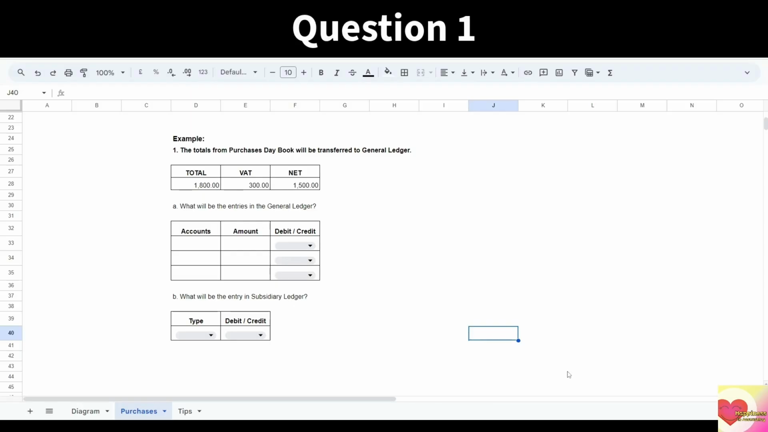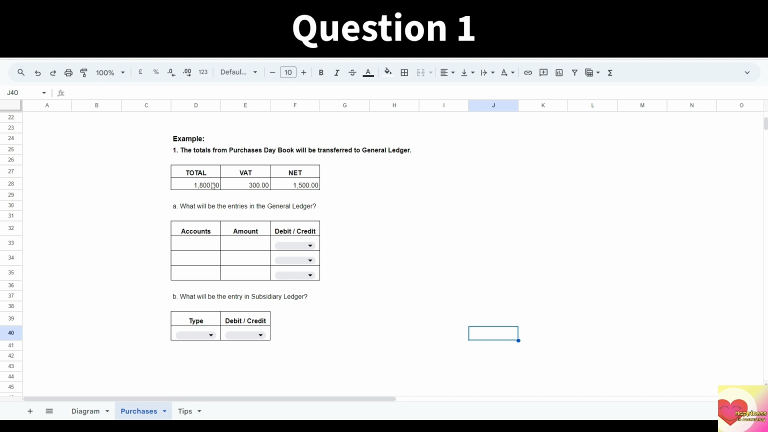This is the first question. The totals from the purchases daybook will be transferred to the general ledger. So these are the totals. Letter A, what will be the entries in the general ledger? So we will find out the account, amount, and either debit or credit. Let's check which daybook we are transferring from, and it's the purchases daybook where we recorded our credit purchases.